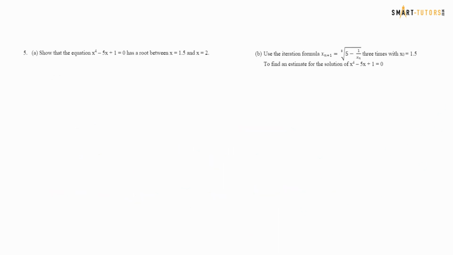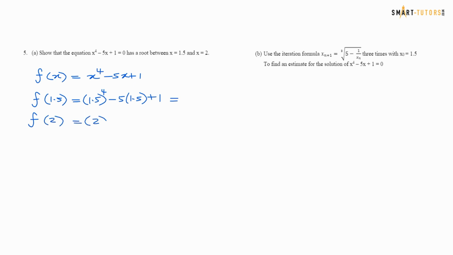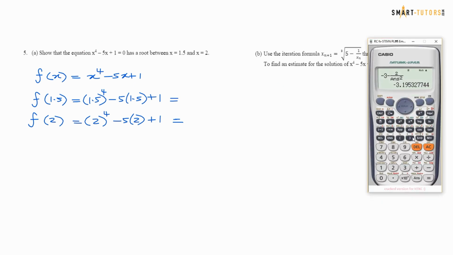Question number 5. Show that the equation x to the power 4 minus 5x plus 1 has a root between x equals 1.5 and x equals 2. We are going to use the same technique. Assign f(x) equals x to the power 4 minus 5x plus 1. Substitute 1.5: 1.5 to the power 4 minus 5 times 1.5 plus 1, and find whether the answer is positive or negative. f(2) is 2 to the power 4 minus 5 times 2 plus 1. If there's a sign change, there is a solution. If not, there is no solution.